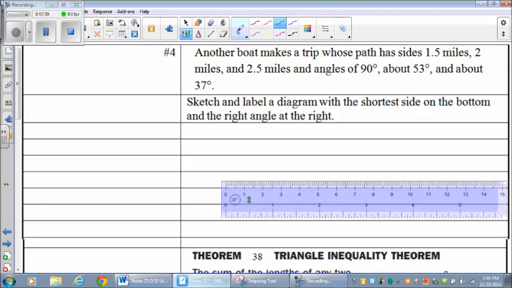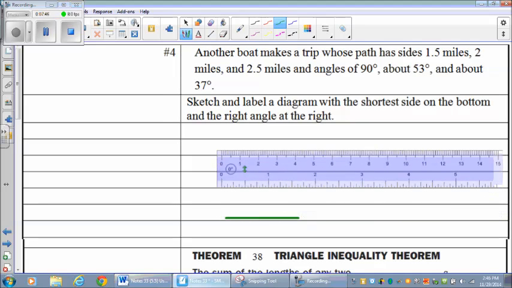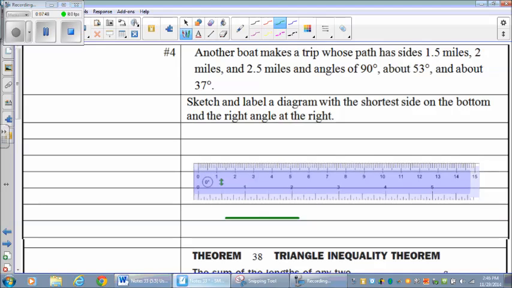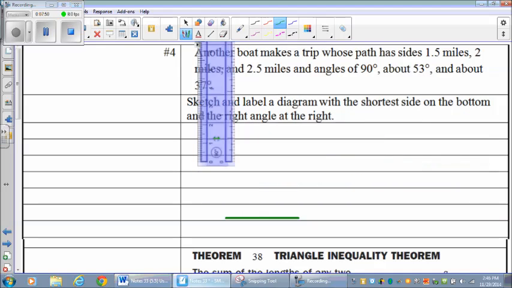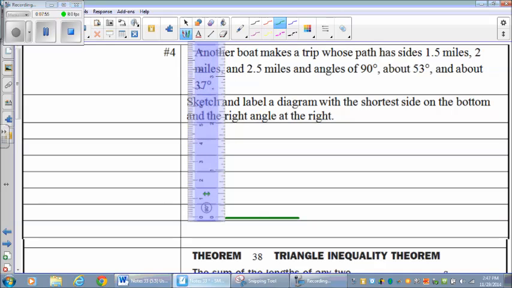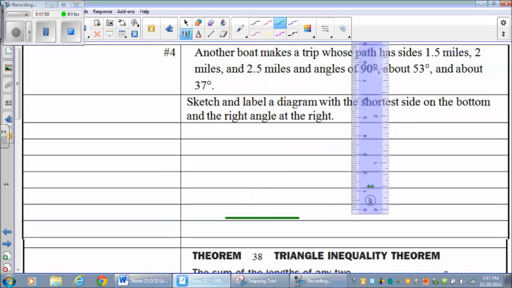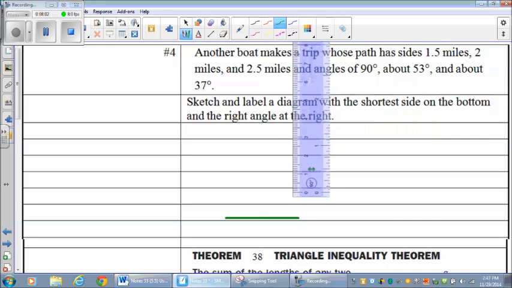All right, so if I draw a line, say 1.5, it says on the bottom, okay? And it says it has a 90 degree angle, so I'm going to rotate this 90 degrees. It has to be on the right, is that correct? Right angle, it's sketching on the bottom, and the right angle on the right. Okay, so I need, okay, let me draw my line.